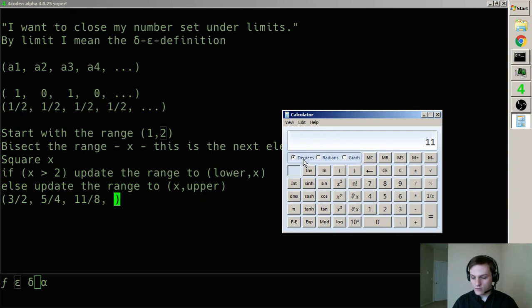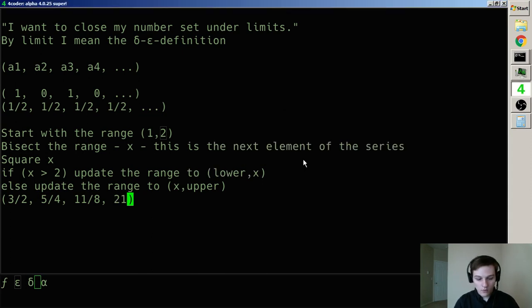So I'm somewhere between 1.25 and 1.375. Let's bisect it. This is something to do with 16. How many sixteenths? 21. Okay, 21 sixteenths, and so on. Hopefully you agree with me that I can do this indefinitely, so for any n in this series, I can find out what the rational number is there.